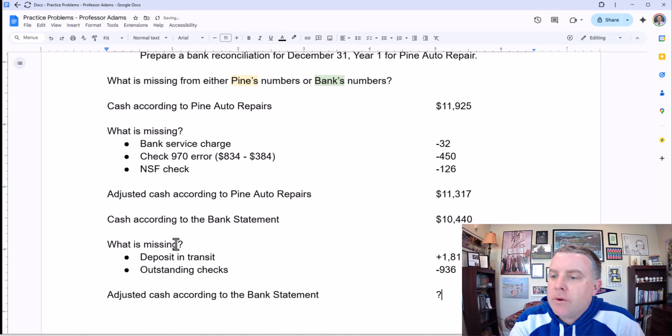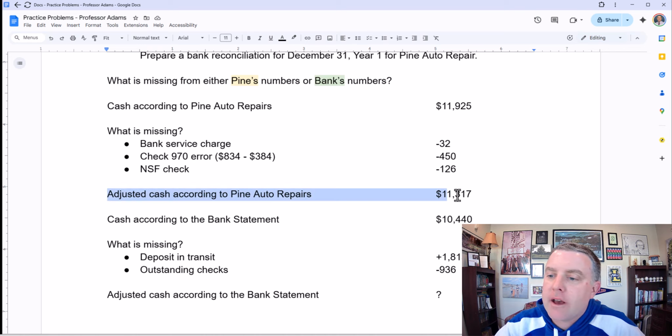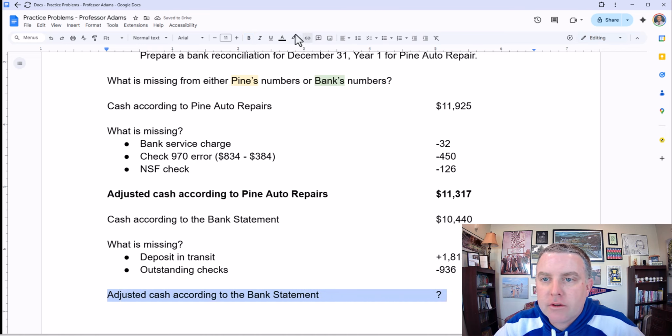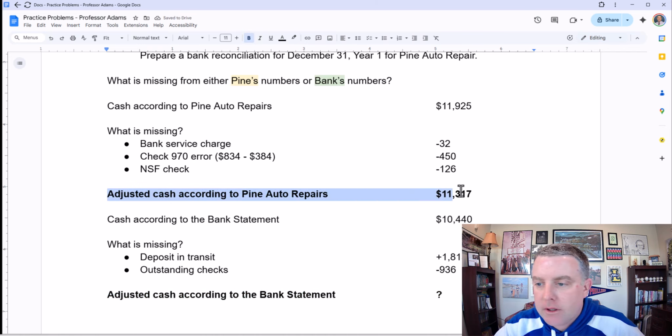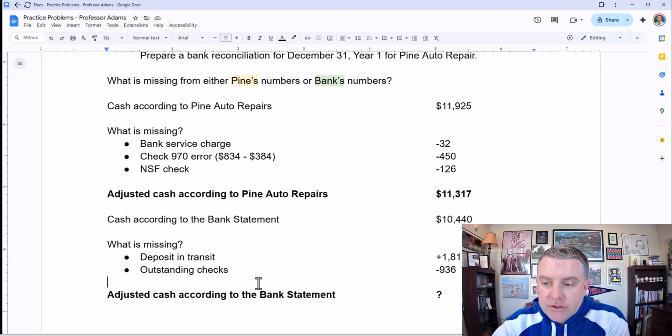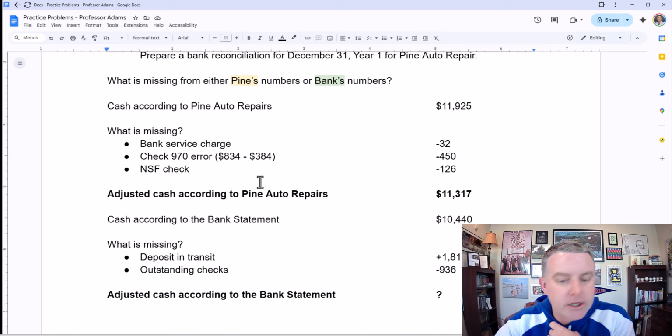And I'm going to leave that to you. And I want you to go in there and confirm whether or not you get the $11,317 here that it should be. Right, so these two numbers should match. These two amounts that I have bolded here, they should match each other. All right, so finish adding up those numbers, see if you get 11,317.